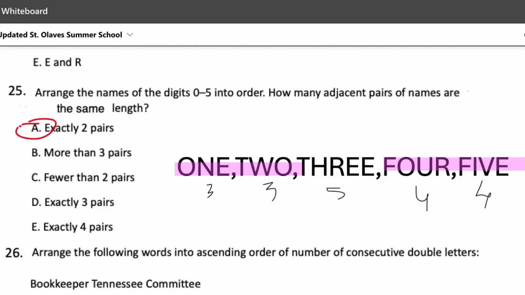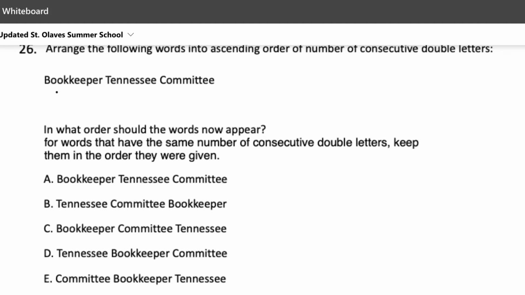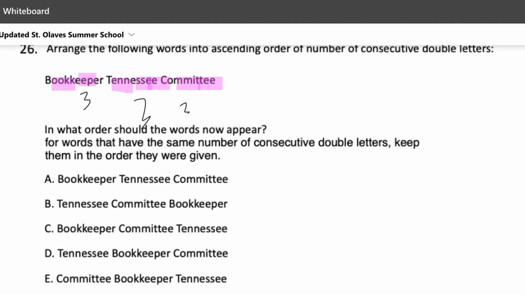Question 26, we have to arrange the following into ascending number of consecutive double letters. So let's count them. We have 1, 2, 3. Let's highlight them. 1, 2, 3, 1, 2, 3, and 1, 2, 3. So we have all of them the same. That means for words that have the same number of consecutive double letters, keep them in the order they were given. So our answer is going to stay the exact same. We're just going to have bookkeeper, Tennessee, committee. So our answer is A.